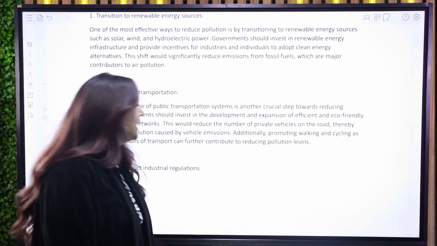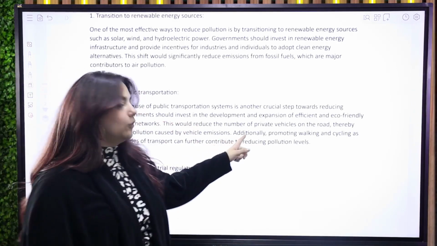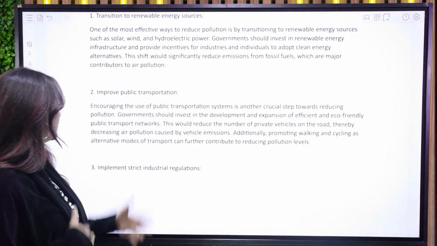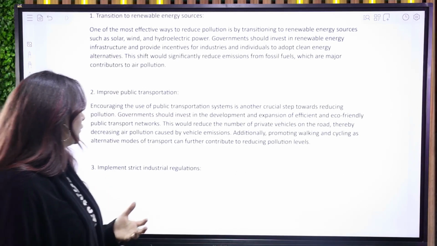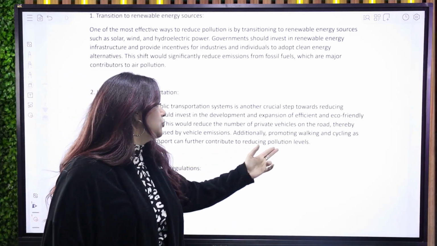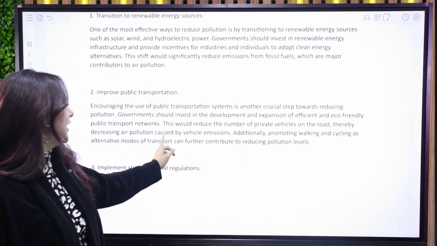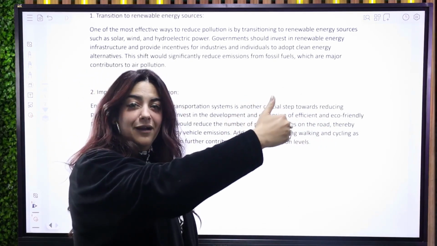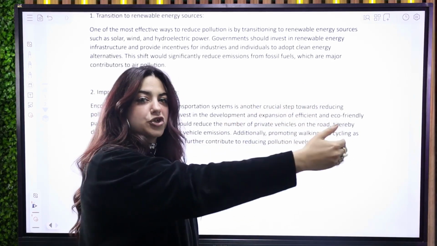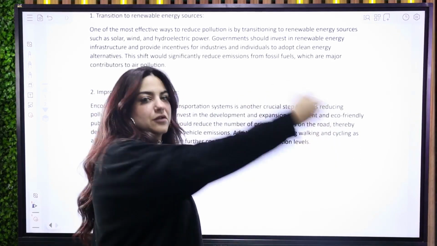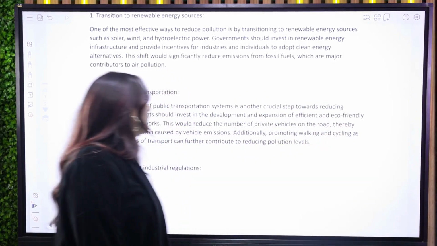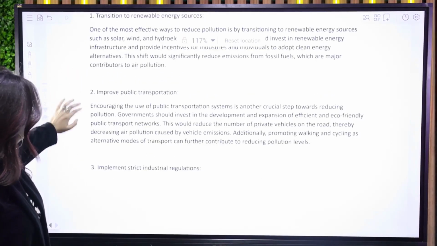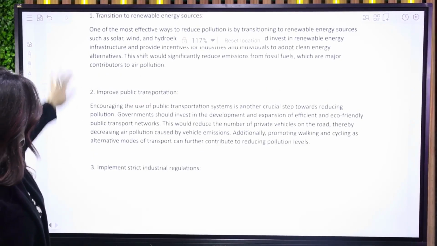public transport. Additionally, here you go, another connector is written: promoting walking and cycling as alternative modes of transport can further contribute to reducing pollution levels. And notice here, can further contribute, something that is related to future suggestions. Further, okay? Cycling and walking.